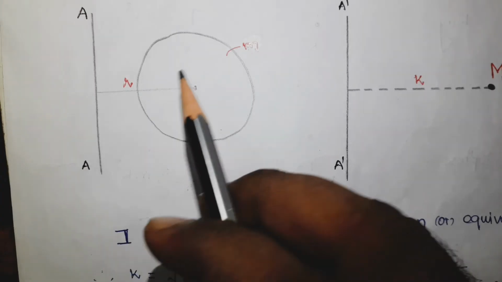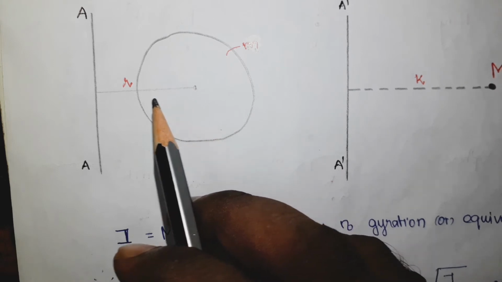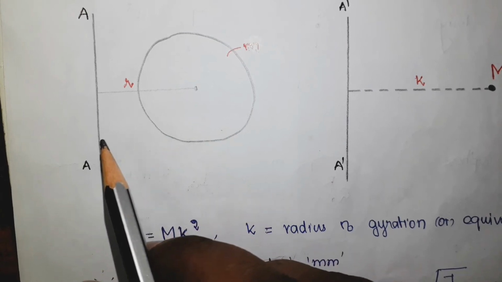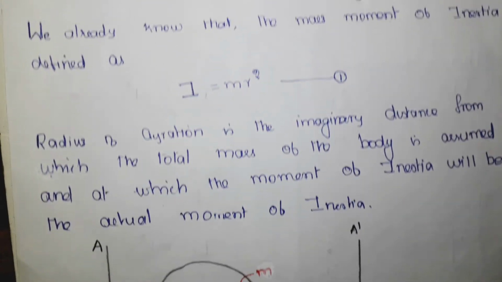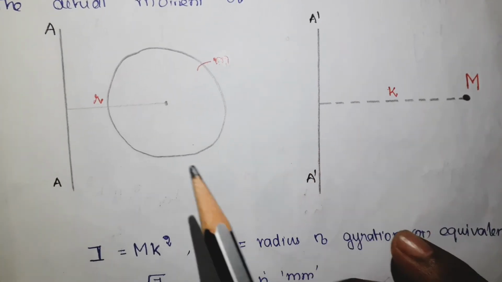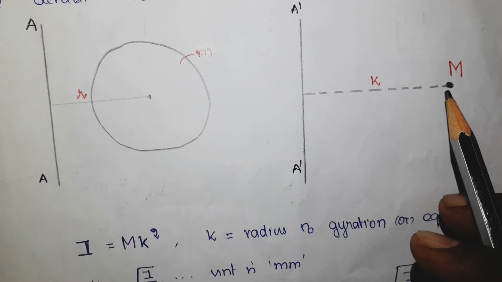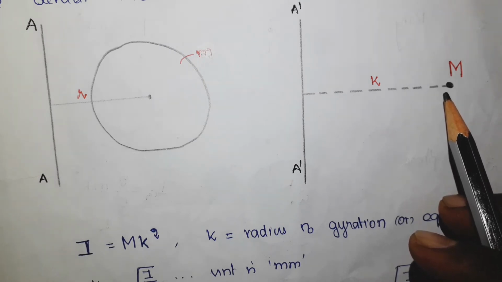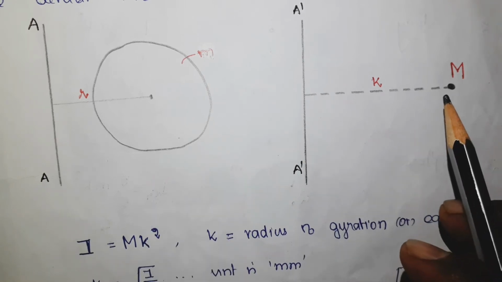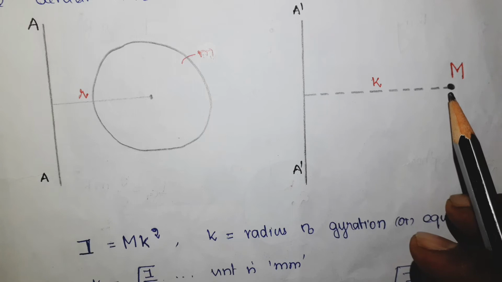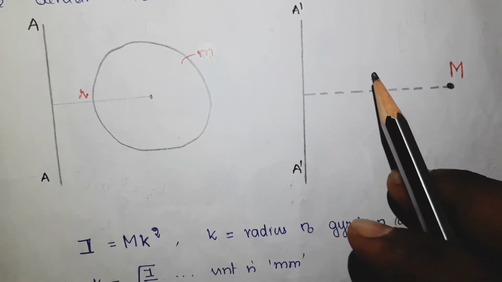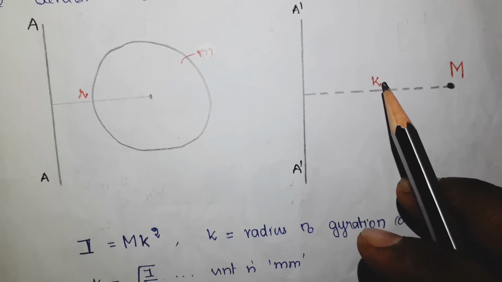Now consider a mass m. This is the center of that mass, which is located at a distance of r from the axis AA. The mass moment of inertia for this condition is, here's the formula, I equal to m r square. Now the same mass is located at this point, so that the moment of inertia is equal to the actual one. The mass is moved and located at this point, and the moment of inertia should be the same. Now this distance is nothing but the radius of gyration.